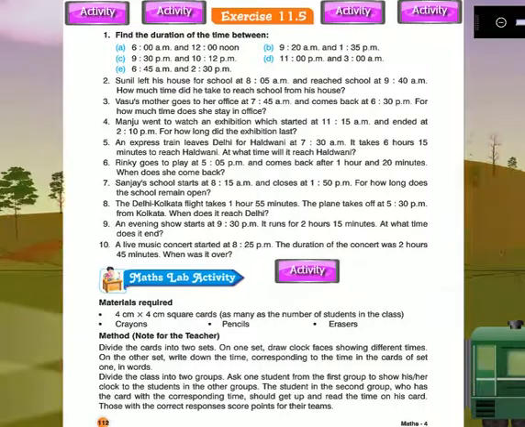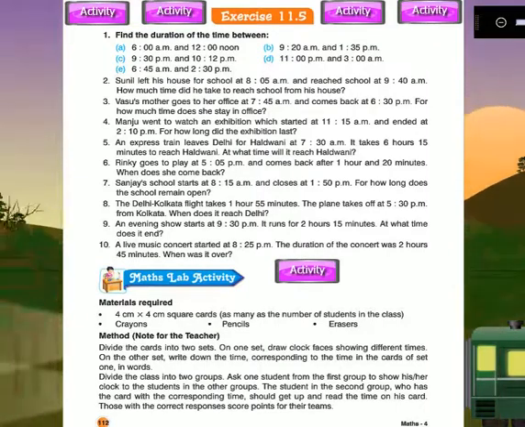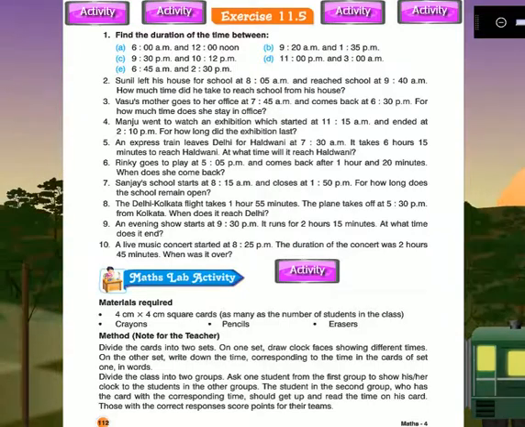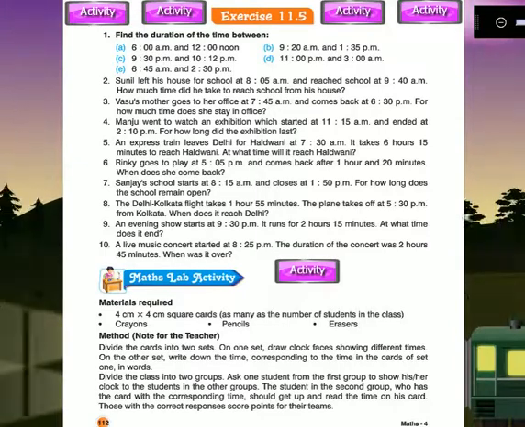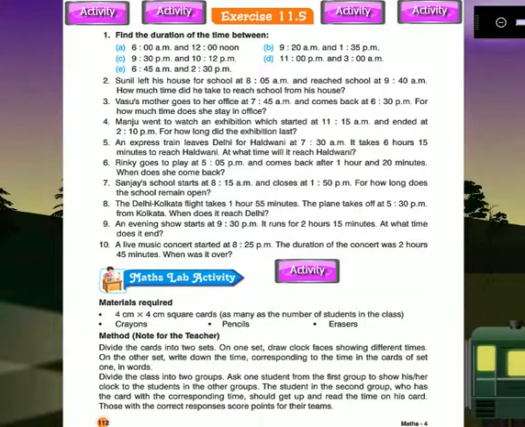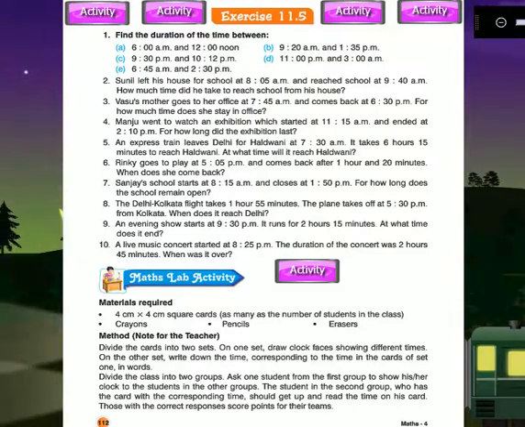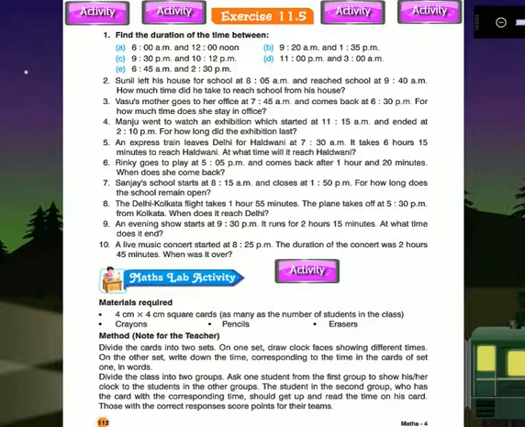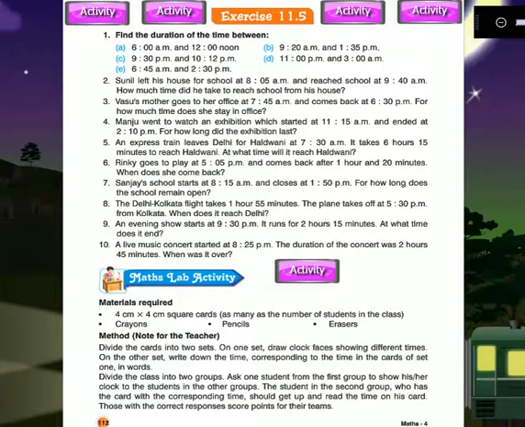Maths lab activity. Materials required: 4 centimeters by 4 centimeters square cards, as many as the number of students in the class. Crayons, pencils, erasers. Method: note for the teacher. Divide the cards into 2 sets. On one set, draw clock faces showing different times. On the other set, write down the time corresponding to the time in the cards of set 1 in words.